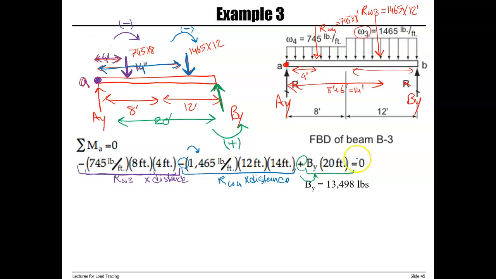And when you solve this, you get reaction at point B is equal to 13,498 pounds.